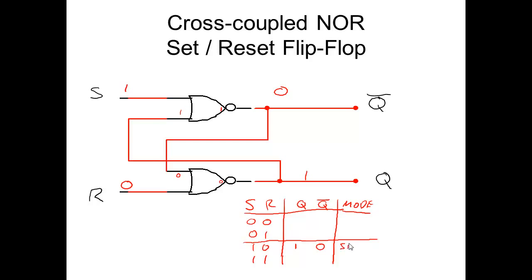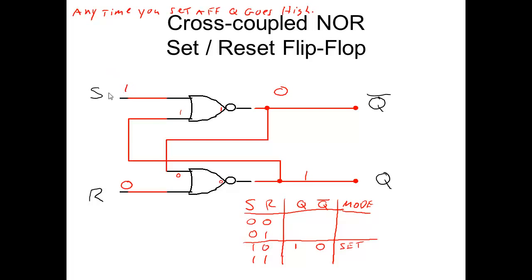This is called the set state of the flip-flop. And one note: anytime you set a flip-flop, Q goes high. That setting may happen with a high or a low here, we don't know, but anytime you set a flip-flop, Q will always go high. So set it, Q goes high.